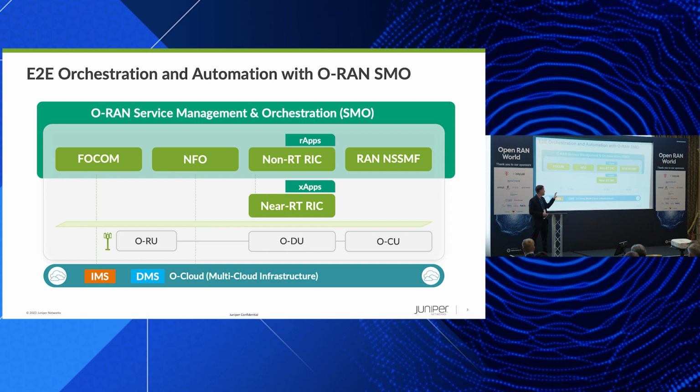So the NFO is responsible for deploying the workload. So the containerized, virtualized workload, the vDU or the CUs, can be deployed through the NFO, the Network Function Orchestrator for O-RAN. Then we talked about the RIC, and then last but not least, the RAN NSSMF is defined by 3GPP, but it is also embedded into the O-RAN architecture. That is the RAN slice subnet management function.